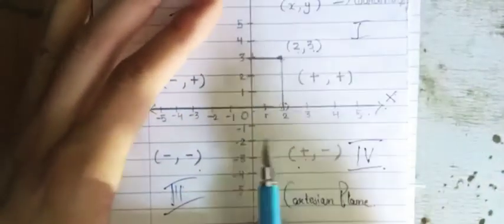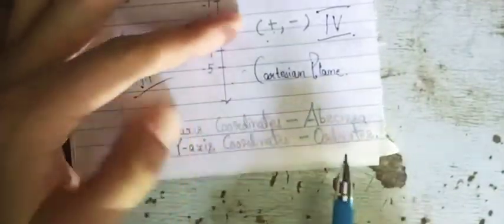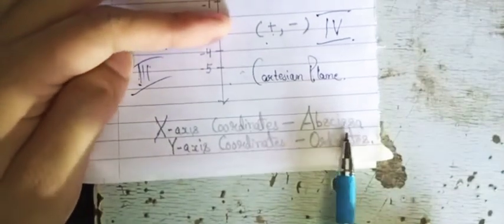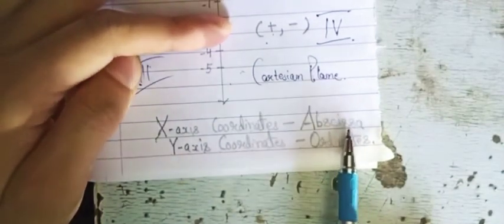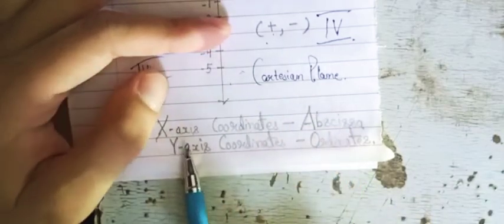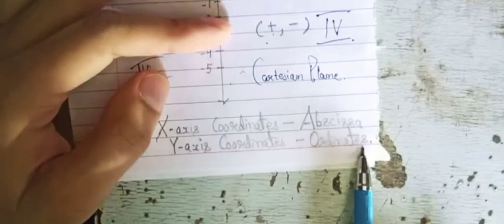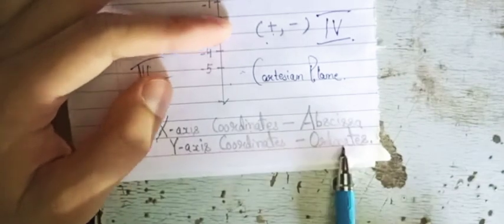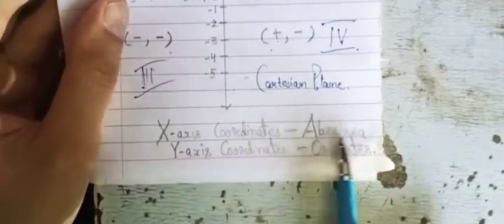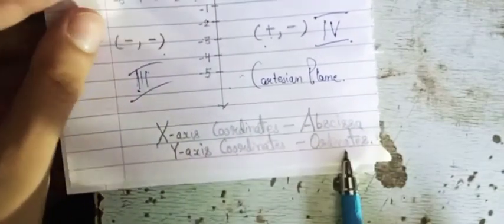The coordinates of the x-axis are usually called abscissa. If somewhere the word abscissa is written, then you don't have to be confused. You just understand that we are talking about the coordinates of the x-axis. The y-axis coordinates are called ordinates. So x-axis coordinates are called abscissa, and y-axis coordinates are called ordinates.